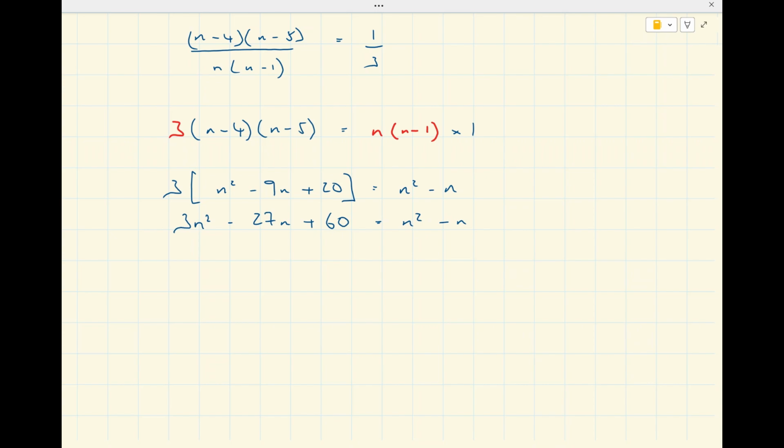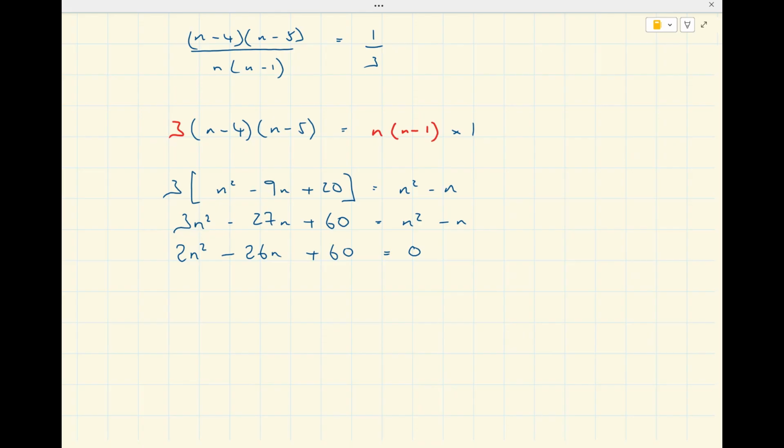Let's set it equal to 0. Let's subtract an n squared from both sides and add an n to both sides. Be careful, that leaves you with minus 26n. Copy down the plus 60, and that equals 0. Now I have to solve this quadratic equation.